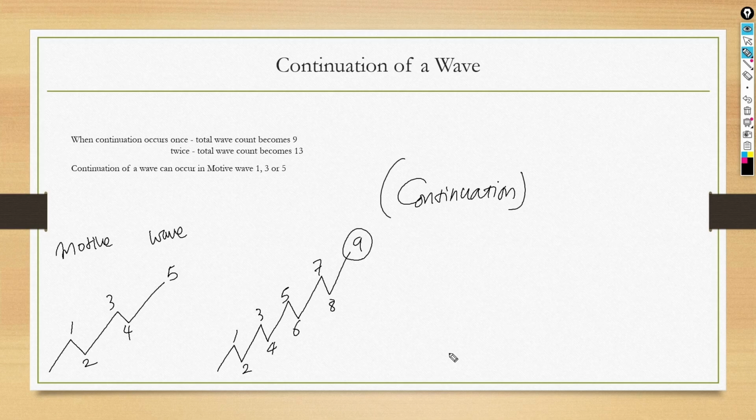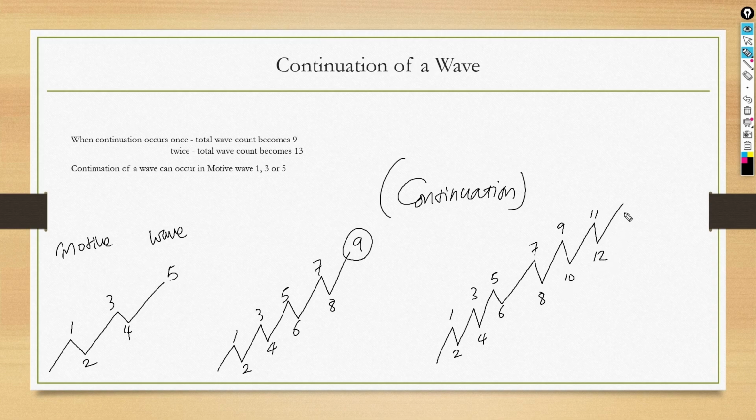And let's say this time there's a continuation in wave 1 and 5. So 1-1, 1-2, 1-3, 1-4, 1-5, 2, 3, 4, 5-1, 5-2, 5-3, 5-4, and 5-5. So 1, 2, 3, 4, 5, 6, 7, 8, 9, 10, 11, 12, 13. So 13 wave count in total.